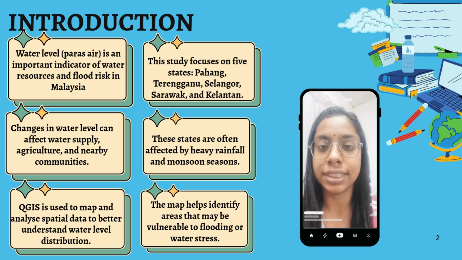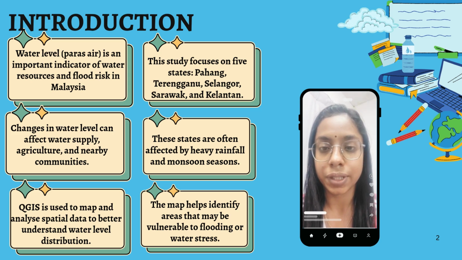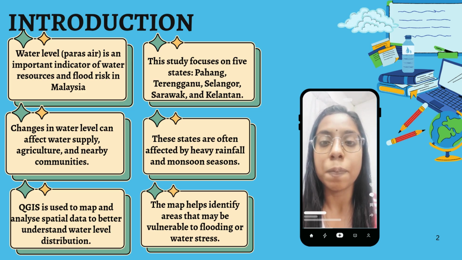So, QGIS is used to map and analyze spatial data to better understand water level distribution. And then, the map helps identify areas that may be vulnerable to flooding or water stress.